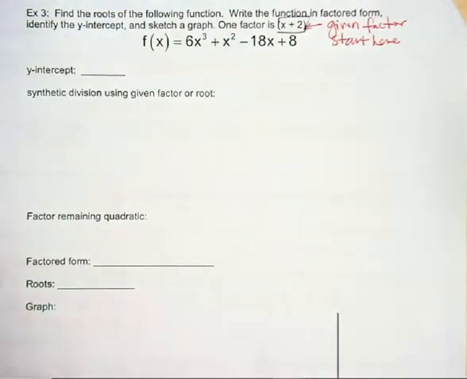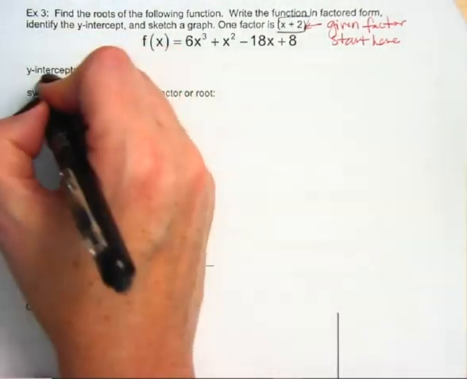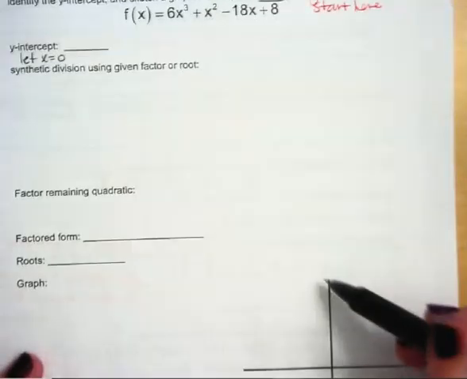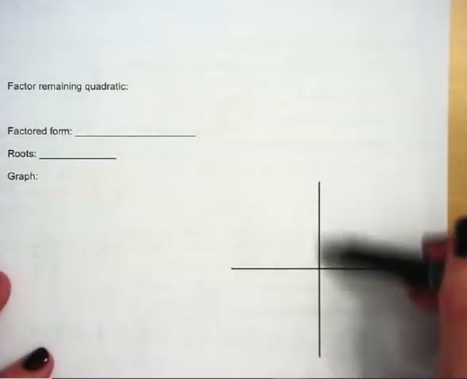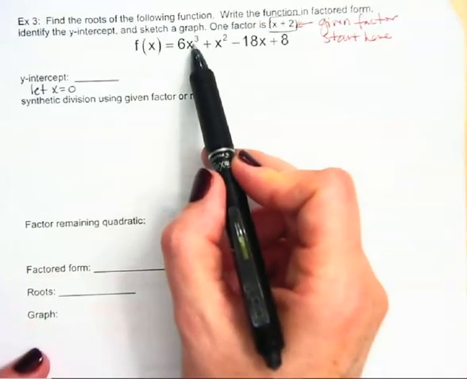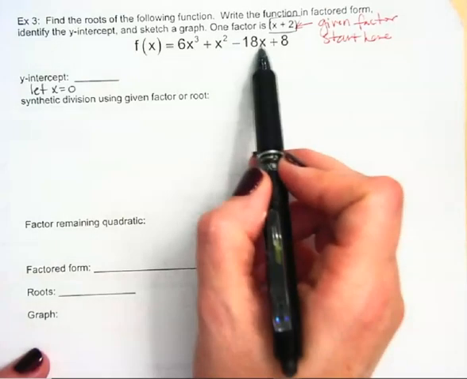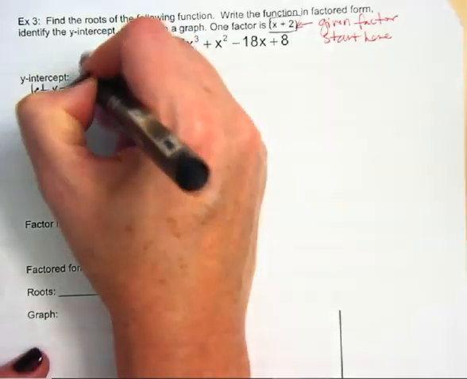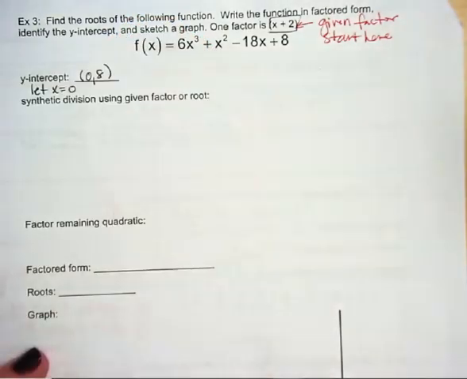But let's go ahead and do our y-intercept. Remember, that is when x equals 0, because wherever the graph crosses the y-axis for the y-intercept, x equals 0. So algebraically, we just plug it in. So if I put a 0 for all these x's, those terms all drop off, leaving me positive 8. So there's my y-intercept.